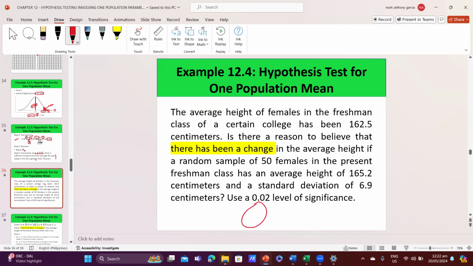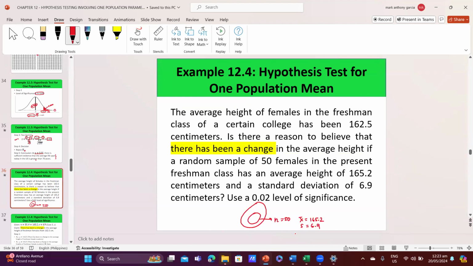So in this scenario, our population would be all the freshman females in the certain college. And then our variable of interest would be the heights of these freshman female students. Now, according to the problem, we obtained a sample size of 50 females, and we found out that the average height of these 50 females is x bar equals 165.2.